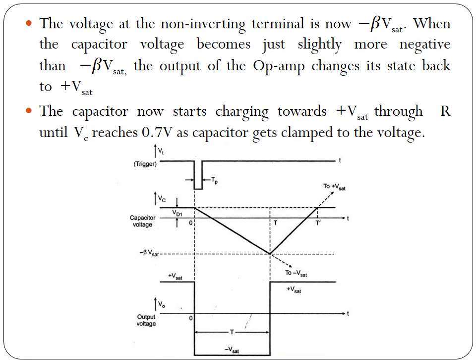When the capacitor voltage becomes just slightly more negative than negative beta saturation voltage, the output of the op-amp changes its state back to positive saturation voltage. So the capacitor now starts charging towards positive saturation voltage through the resistance until the capacitor voltage reaches 0.7 volt, as the capacitor gets clamped to that voltage.